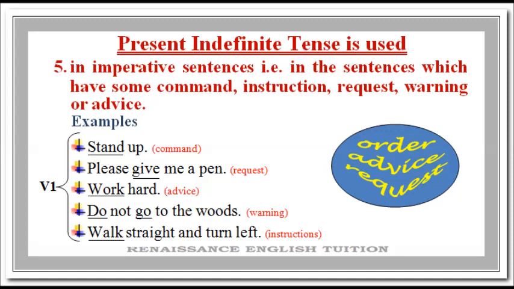Let us see examples. Stand up. It is a command. Please give me a pen. It is a request. Work hard. It is a piece of advice. Do not go to the woods. It is a warning or advice. Walk straight and turn left. It is an instruction. Therefore, in sentences having instruction, request, warning or advice, the present indefinite tense is used.